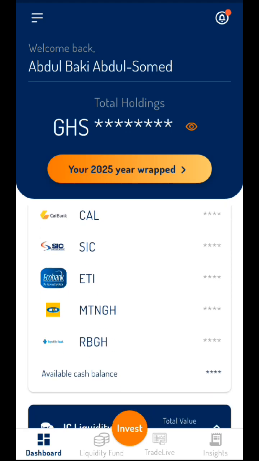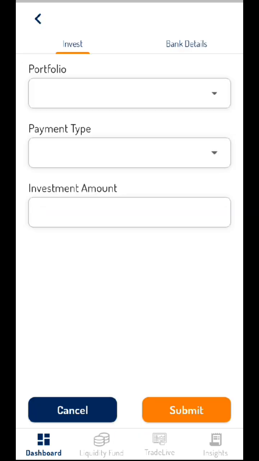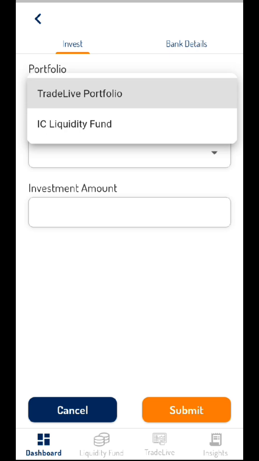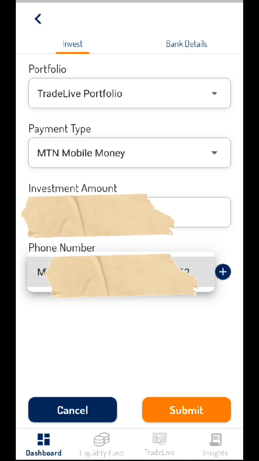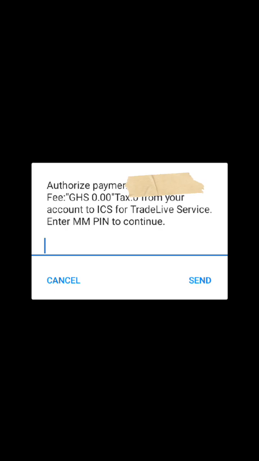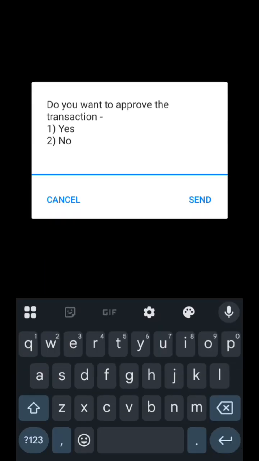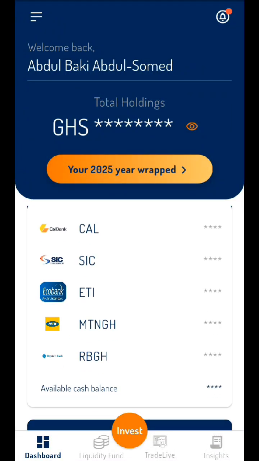First of all, you have to log in, which is the first important step. After that, you click on invest to fund your account. So you have to fund your Trade Life account. You input the amount you want to fund, then you process it, confirm with your PIN.